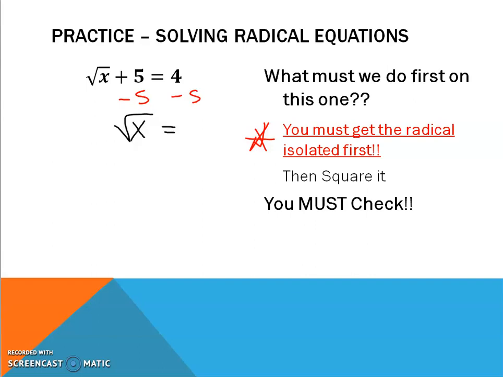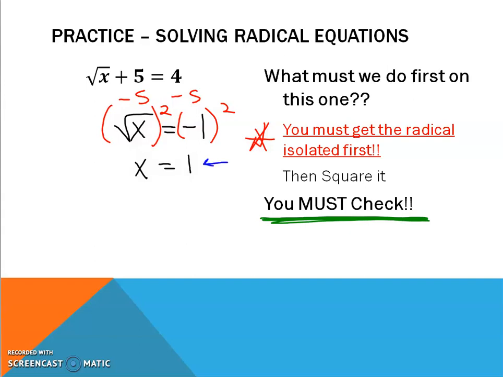Then I get the square root of x equals a negative 1. Now I have the radical by itself. So now I can go ahead and square this, which gives me squared and the square root cancel, so I'm left with just x equals, and this negative 1 squared means negative 1 times negative 1, so that would give me a positive 1. Can I go ahead and circle my answer? No. You must check. You must check.